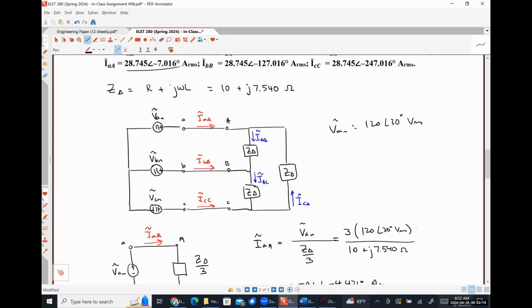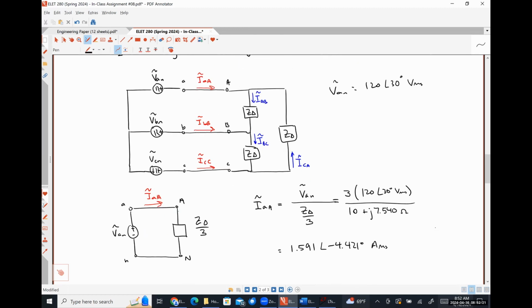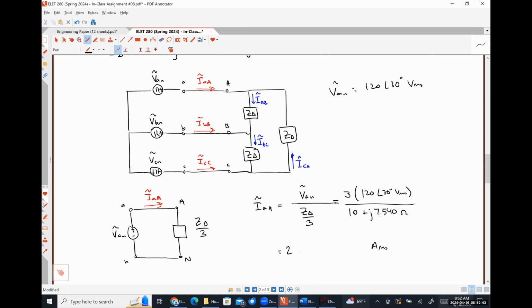Did I? Okay, thank you. Let me retype it in. So 3 times 120 angle 30 over. Yeah, 28. Oh, absolutely right. Just mistyped it in my calculator. Thank you for that.